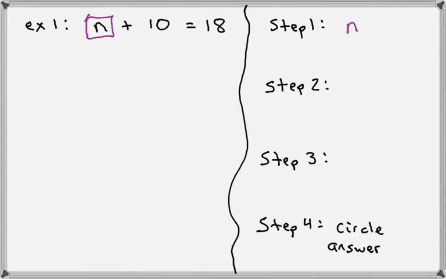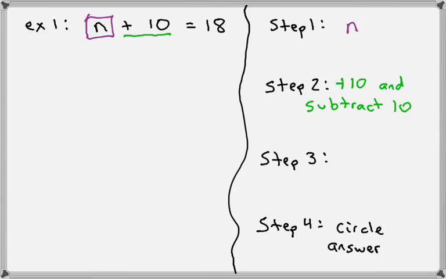Step 2 was to identify what was preventing it from being by itself. That's that plus 10. How do we undo a plus 10? We would need to subtract 10. So I'm writing that off to the side. As we get good at this, these steps 1, 2, 3, we're not necessarily going to be writing those down in words, but I'm doing that in the video to help guide your thinking as you are solving these problems.